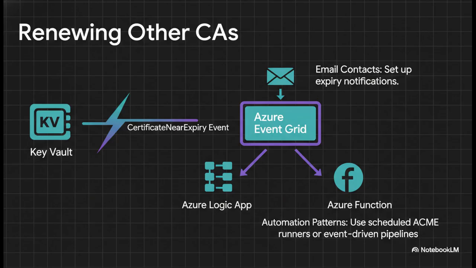But the real modern way to solve this is with Event Grid. You can have it watch for the certificate near expiry event and then trigger an Azure function or a Logic app to go run whatever custom script you need to get a new certificate. That's the robust way to handle it.